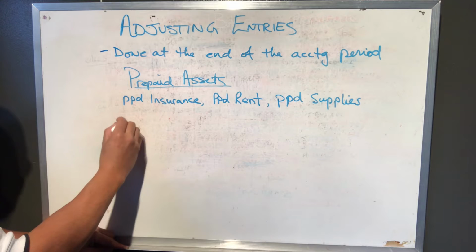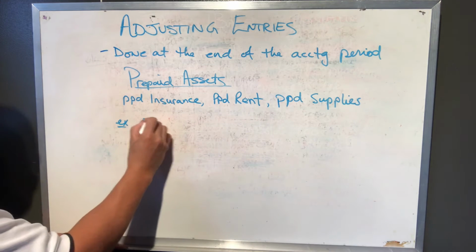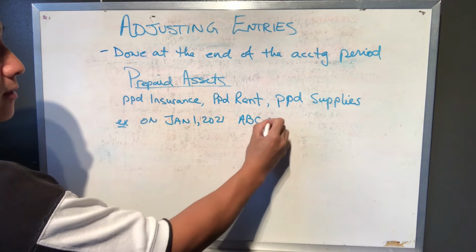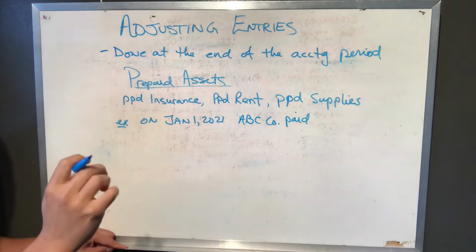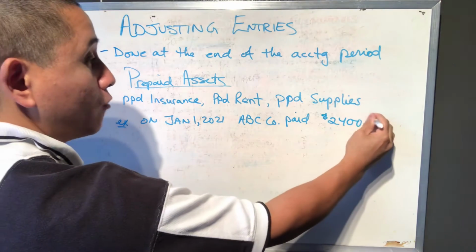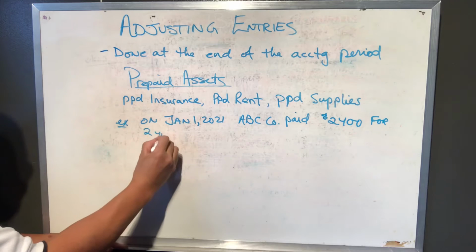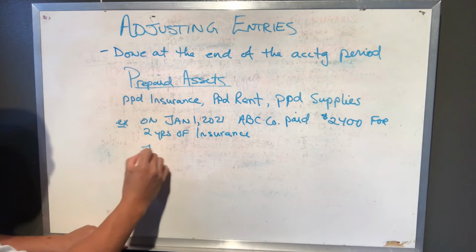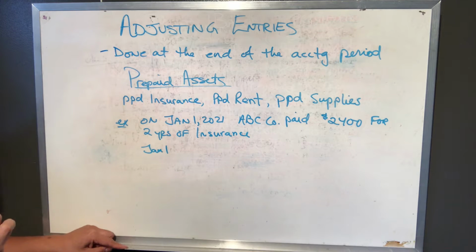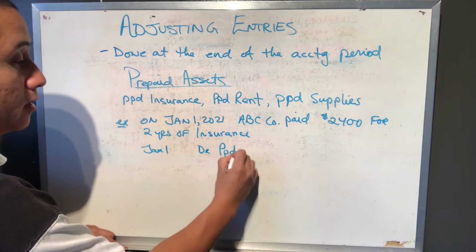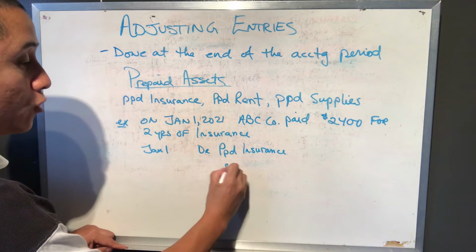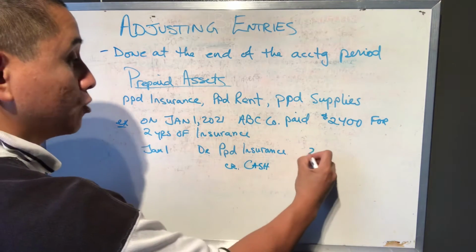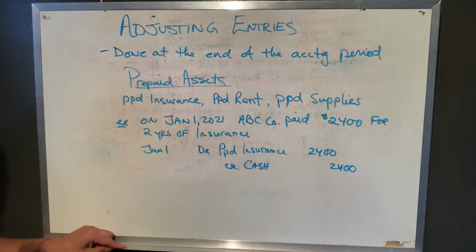Now, let's say on January 1st, 2021, ABC company paid $2,400 for 2 years of insurance. So on January 1st, what we would have to account for is a journal entry: debit prepaid insurance, and credit, in this case, if we're paying on account it would be accounts payable, but for argument's sake, let's say it's cash. So it'd be $2,400. Now, that's on January 1st.